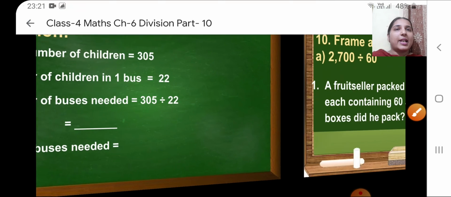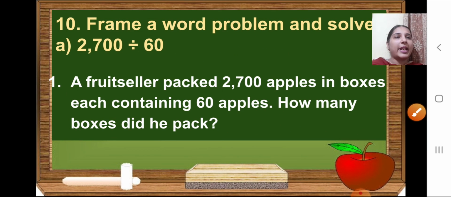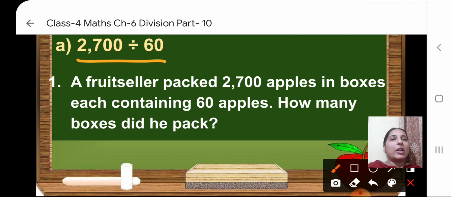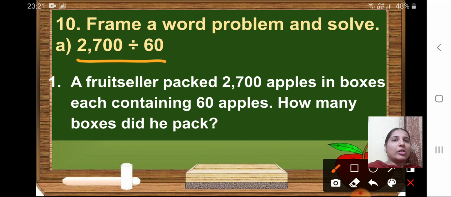Now let's see question number 10. So question number 10 is frame a word problem and solve. So question number A is 2700 divided by 60. Now one division sum has been given and we have to frame a word problem based on that. So here I have framed a word problem. You can choose any word problem if you understand the numbers. First you have to just carefully see the numbers and then you can frame any word problem which will suit that division problem.